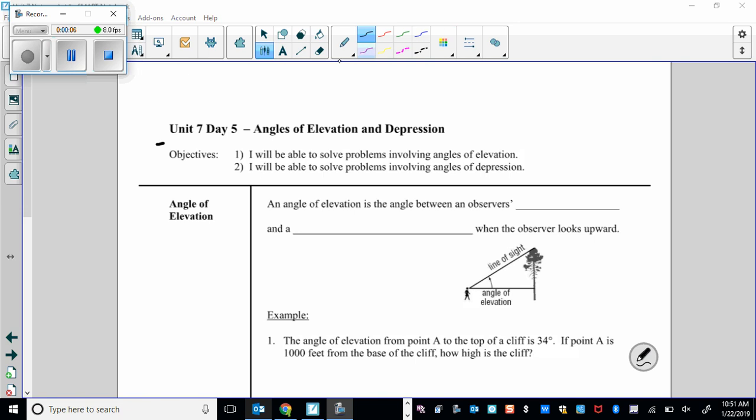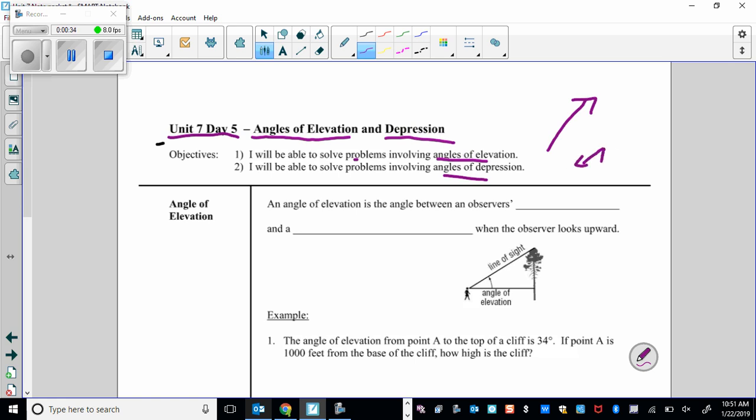So this is the last part of our notes for Unit 7. We are talking about the two words that you guys are going to be seeing. One is angle of elevation and depression. You'll be able to solve problems involving angle of elevation and angle of depression. The word itself, elevate, is to go up or to look up, right? And depression is to look down.